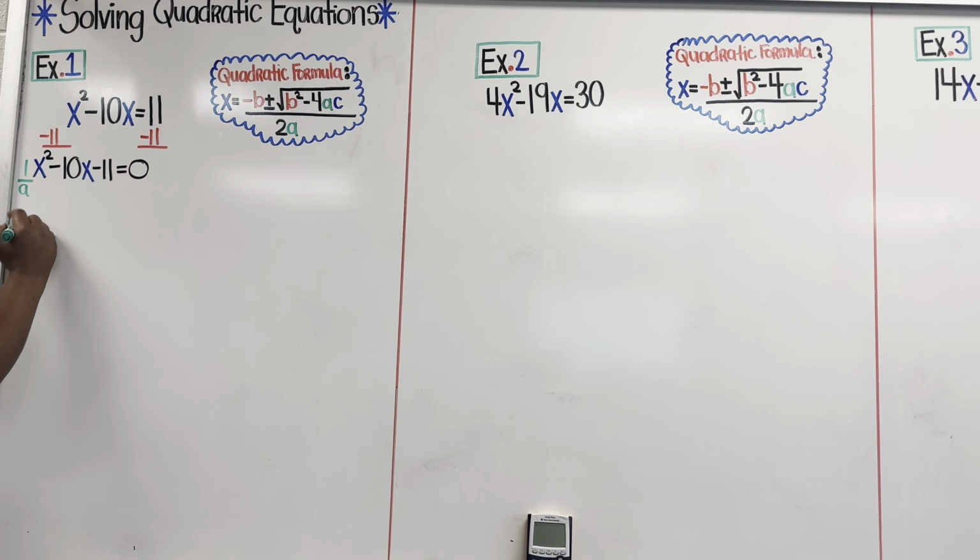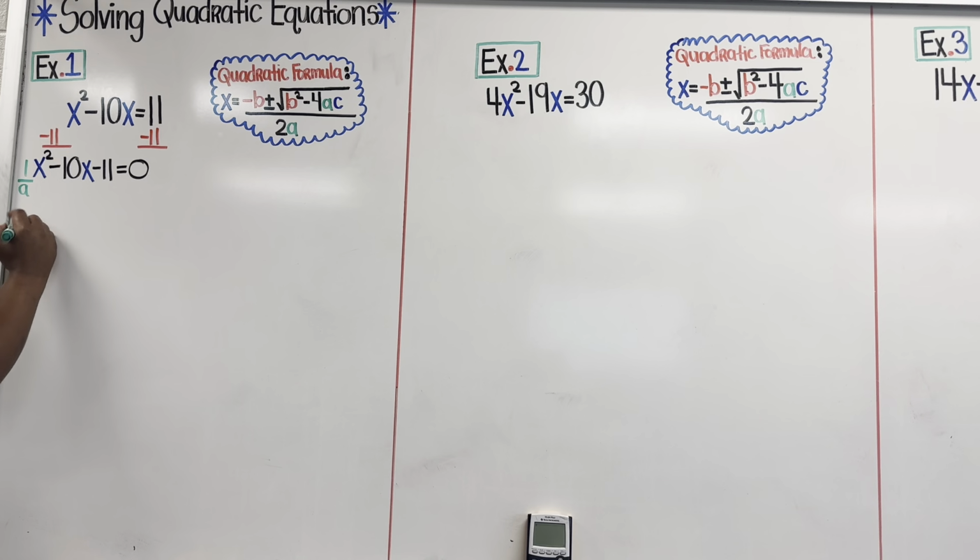B is the coefficient that is attached to x to the first degree. So b is negative 10. And if b is negative 10, then negative b is positive 10, because in our equation we have a positive b and a negative b. So once again, b is negative 10, negative b is positive 10. And last but not least, we have c, which is just the constant, so c will be negative 11.